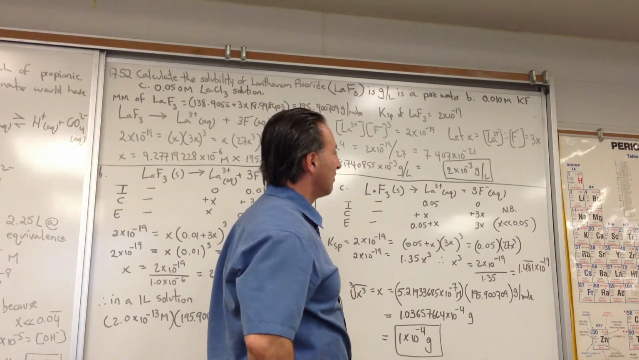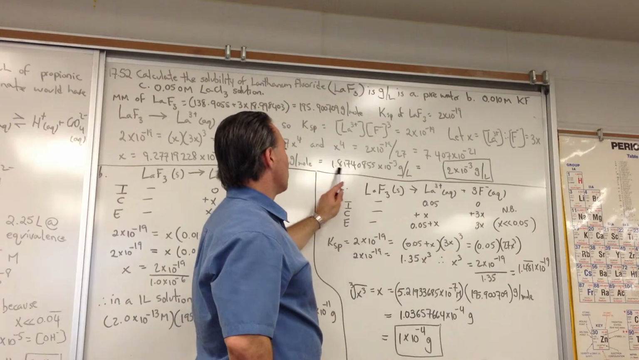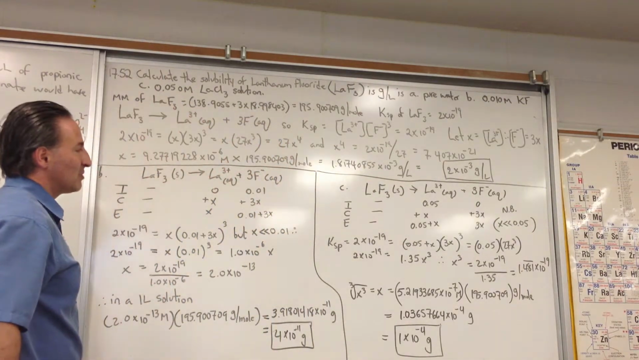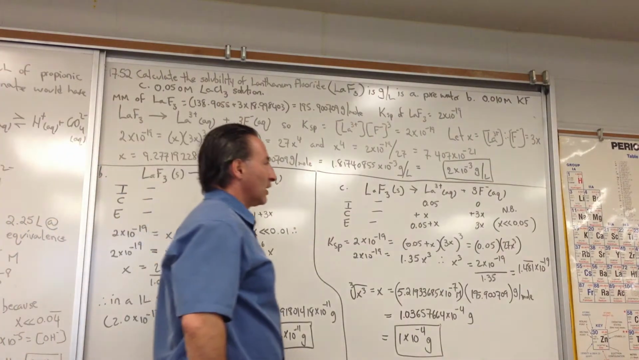We're only allowed one significant figure, so we record it as 2 times 10 to the minus 3 because 1.8 will round up to 2. 2 times 10 to the minus 3 grams of lanthanum fluoride will dissolve in a 1 liter solution.